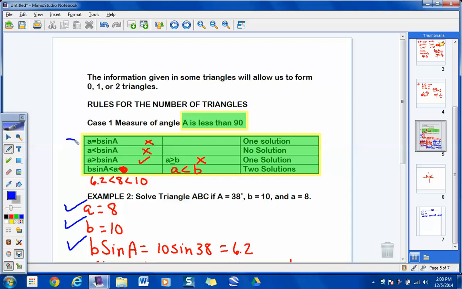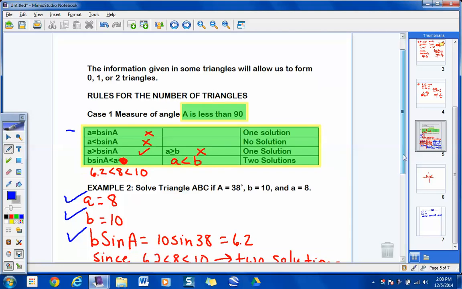Hang on, what was A again? 11. B was what? 20. B sine of A was? 13.64. So our A value is less than B sine of A. What's that implying now? It worked right here, didn't it? No solution to this, right? Well, I'll be. You can fill in the blank, all right?